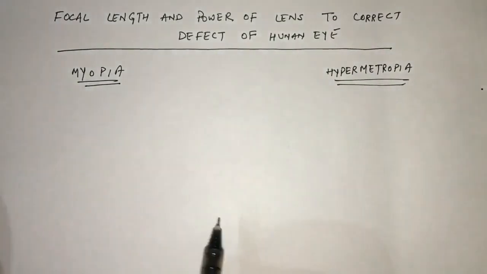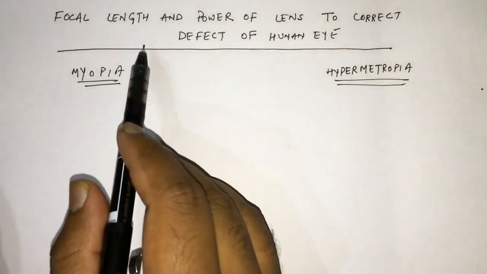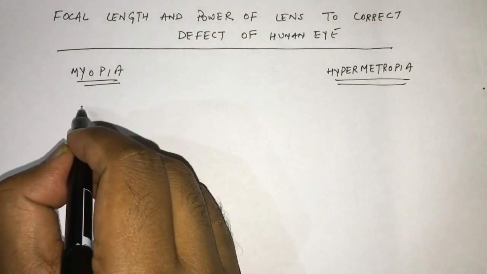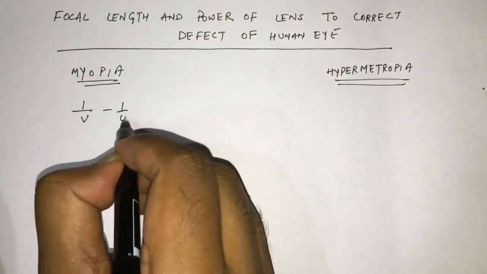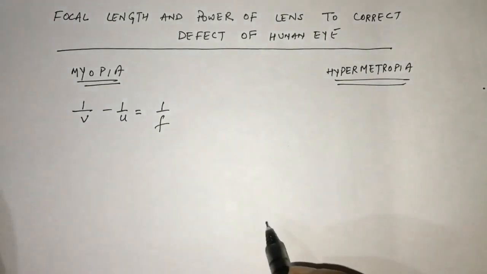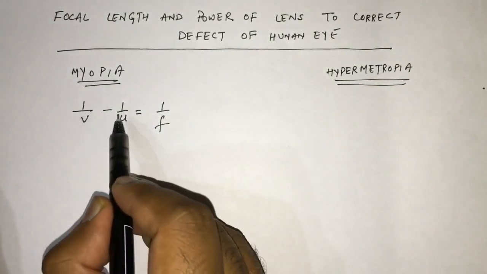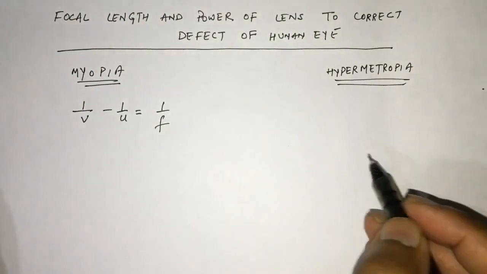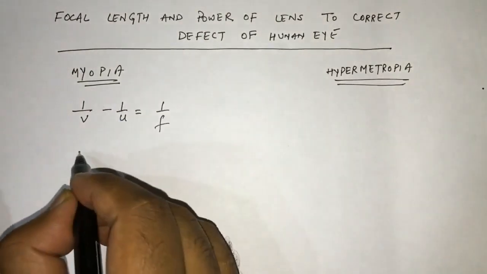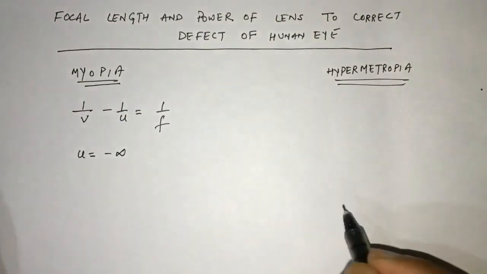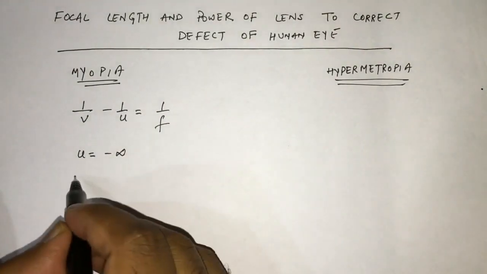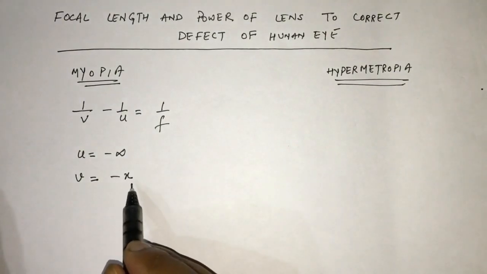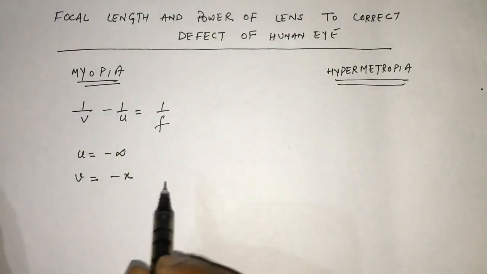Now you need to remember 2 points to solve the numericals for focal length and power of lens for the defects of human eye. We know that the lens formula is 1 by V minus 1 upon U is equal to 1 upon F, where V is the image distance, U is object distance and F is focal length. You need to remember in the case of myopia, the value of U is minus infinity, and the value of V is equal to minus X, where X is the far point of myopic eye.